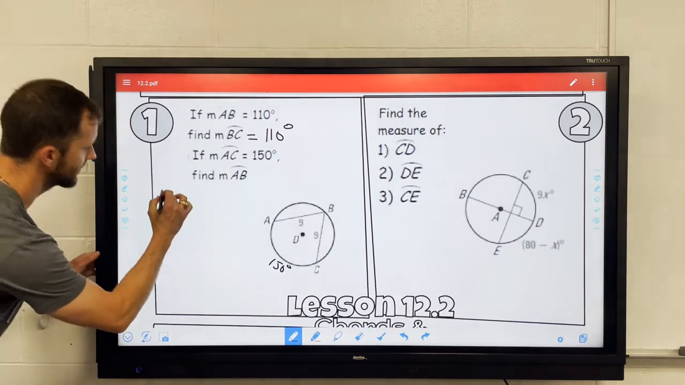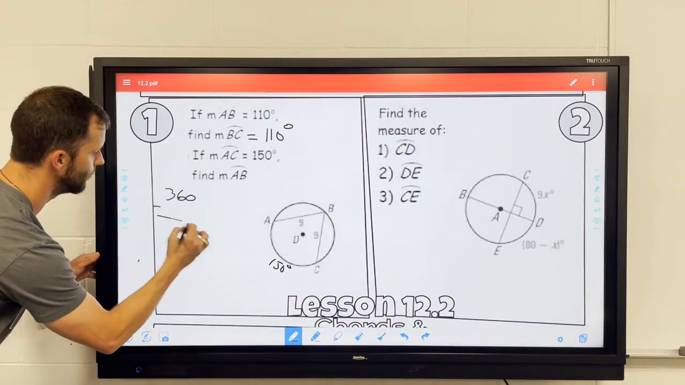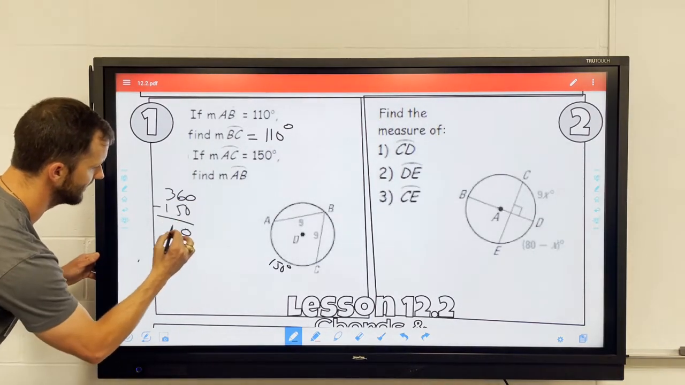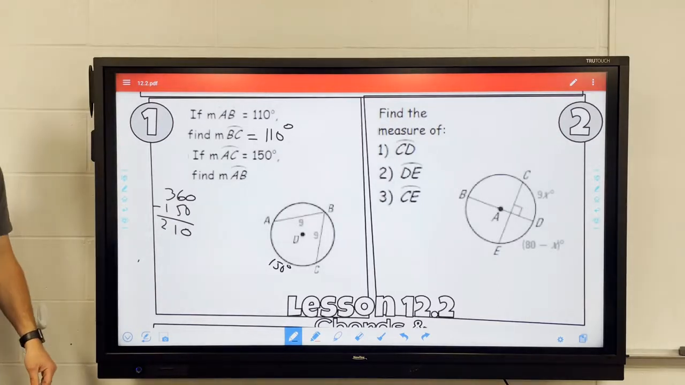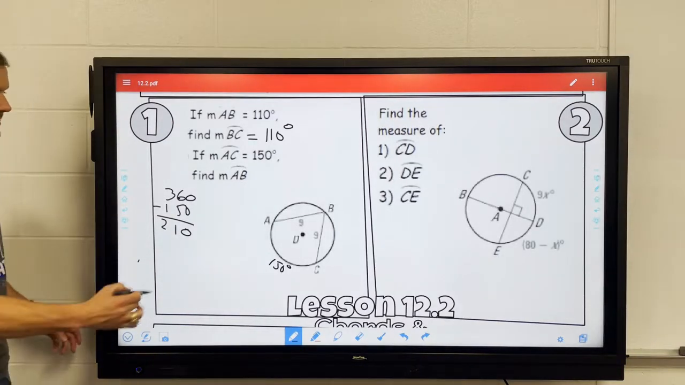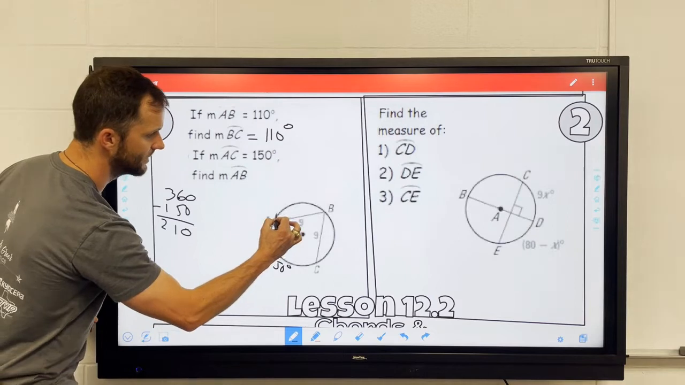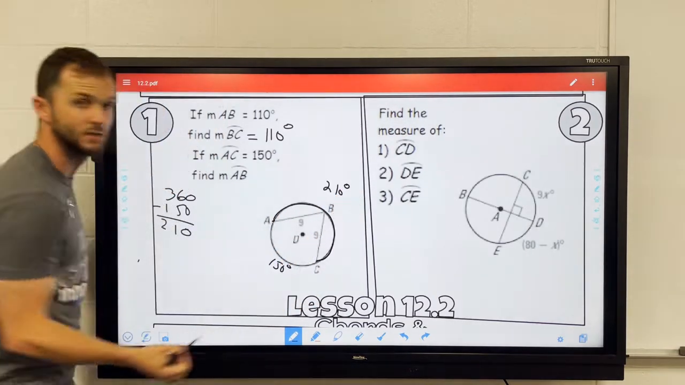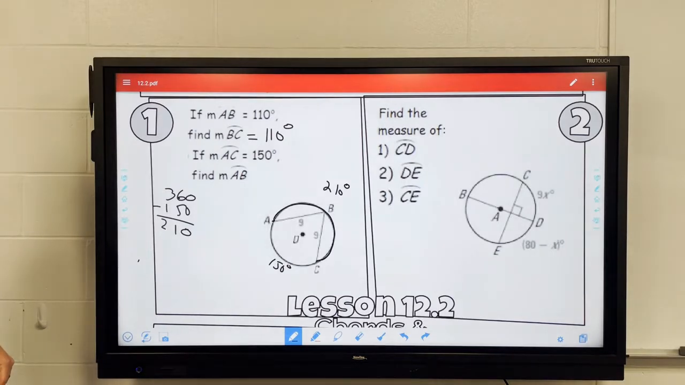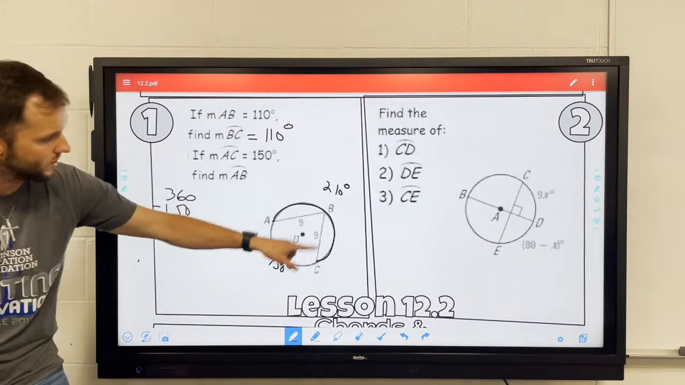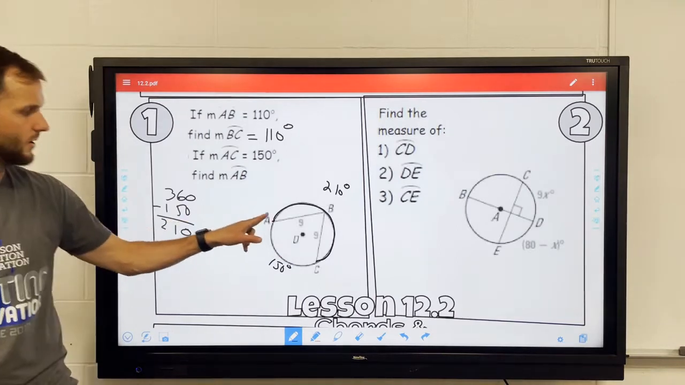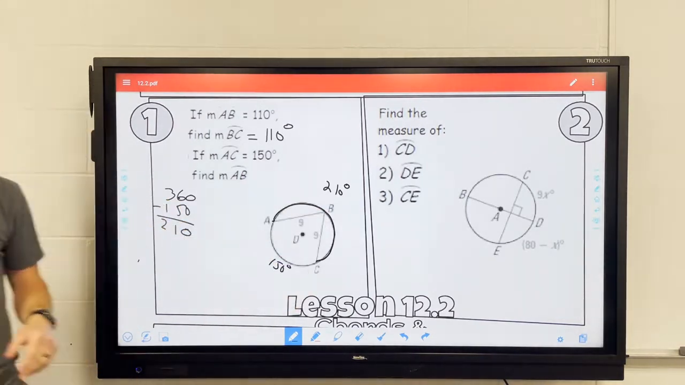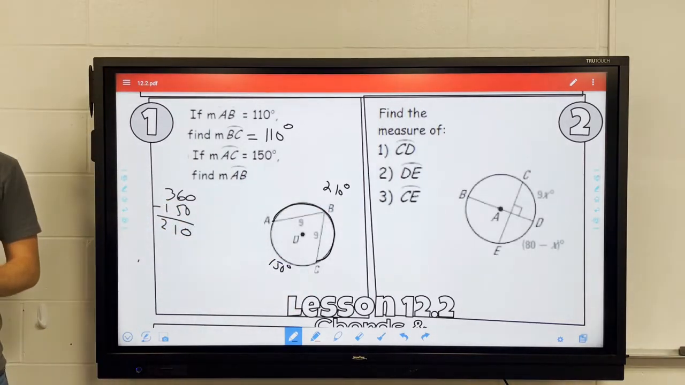So that means 360 minus 150 is going to be 210, correct? You with me? So the distance from A to B to C is going to be 210 degrees. So if I look at these two chords, they're the same measure. What do y'all know about AB and BC? They're both the same length.